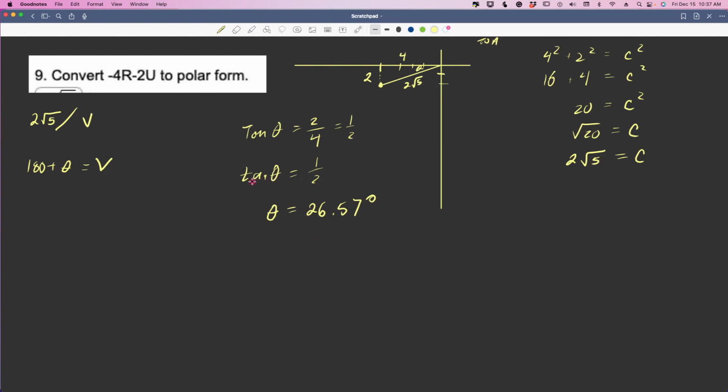Okay? The tangent of theta is 1/2. Theta is 26.57 degrees. That's that little thing right in here. We have to add that to 180. So 180 plus 26.57 degrees is equal to 206.57 degrees. So that is what goes where V is. 206.57 degrees.